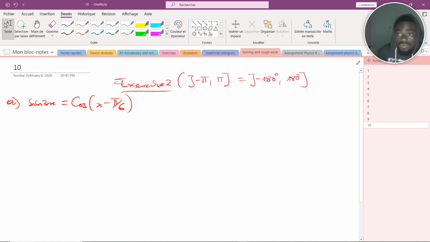Okay, now to solve this, you notice that there is a sine function here, and there is the cos function here. So we cannot use either the sine or the cos general solution. For us to use it, we have either to transform this, or we can decide to transform this using trigonometric transformations.